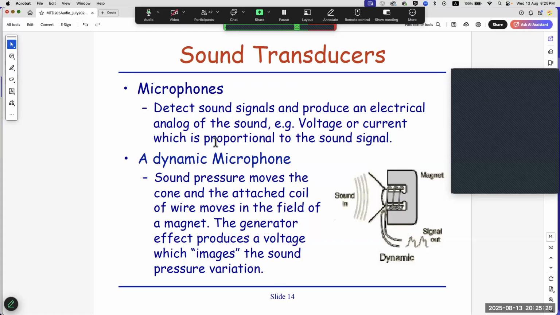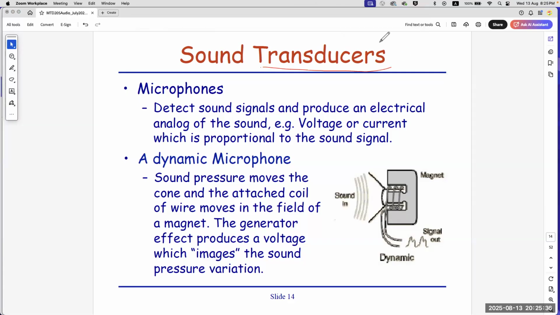And the next topic that we're going to talk about before we call a short break is what we call the microphone. As you know, the word transducer means to transform energy from one form to another form. So for example, a microphone transforms the sound that you pick up into an electrical signal.